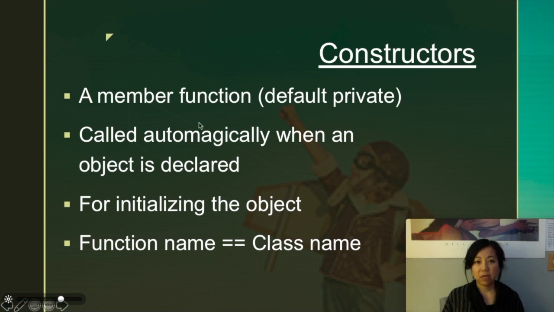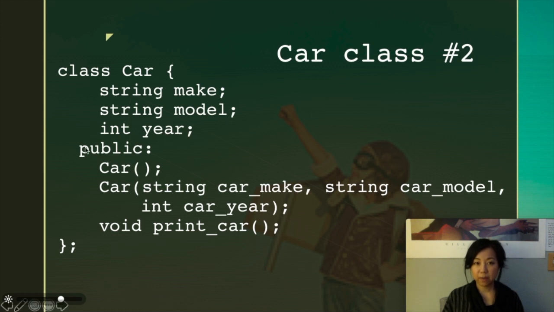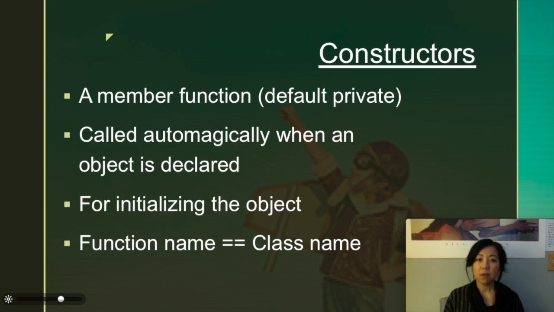So what are constructors? It's a member function. It defaults to private, and that's why you see we need the public keyword. Also, by convention, we always have the constructors lined up in the first few functions of the class definition. So right after public, we expect the constructor to be there. They are called automatically when an object is declared, for initializing the object. That's the purpose of a constructor.